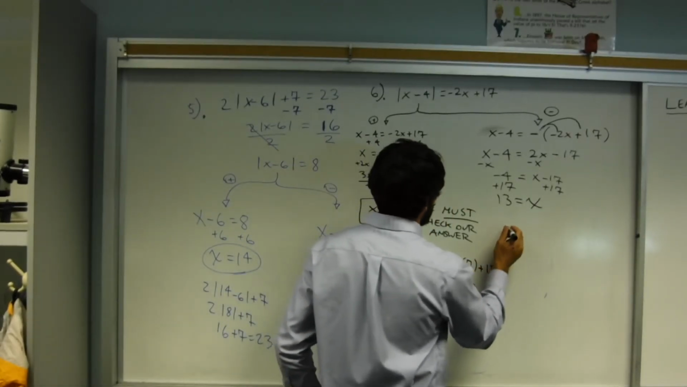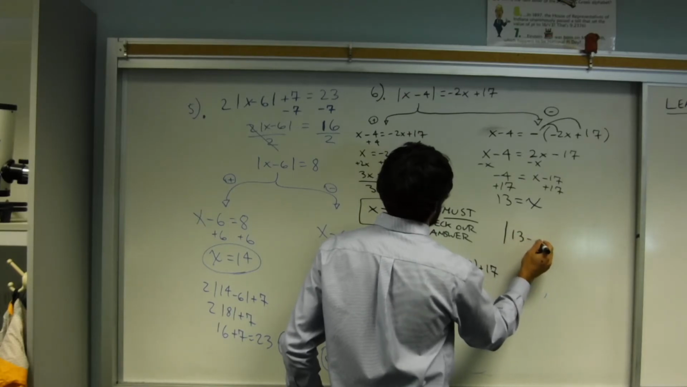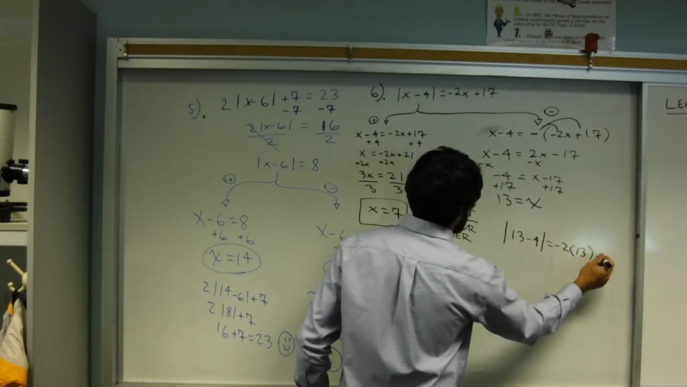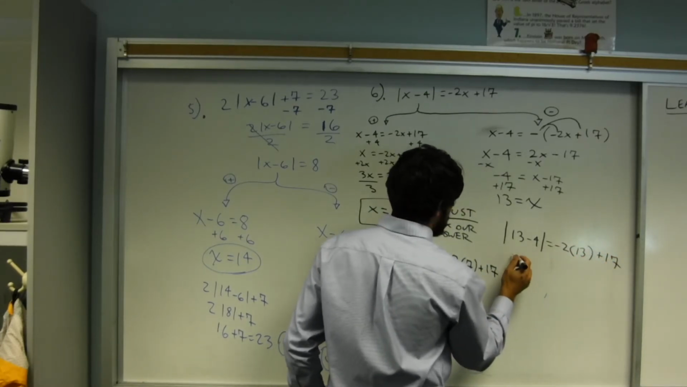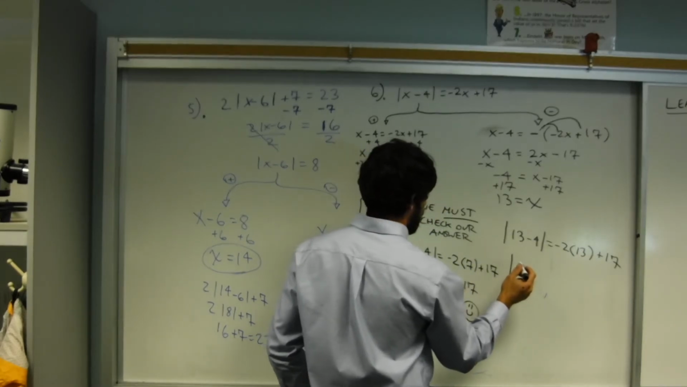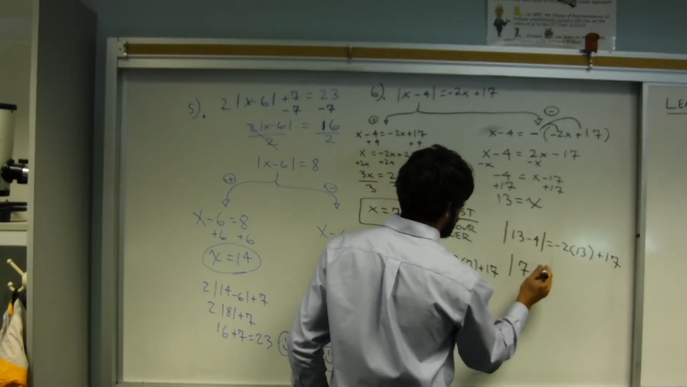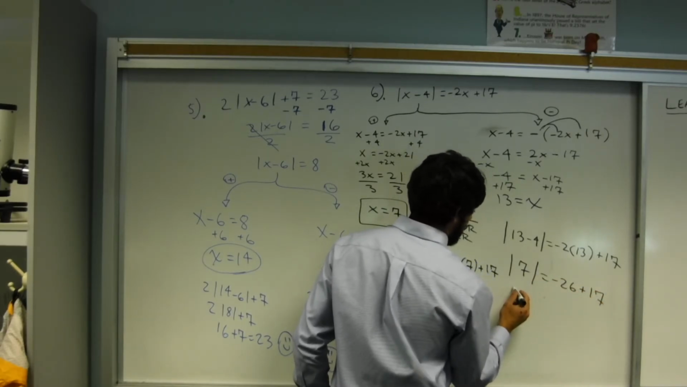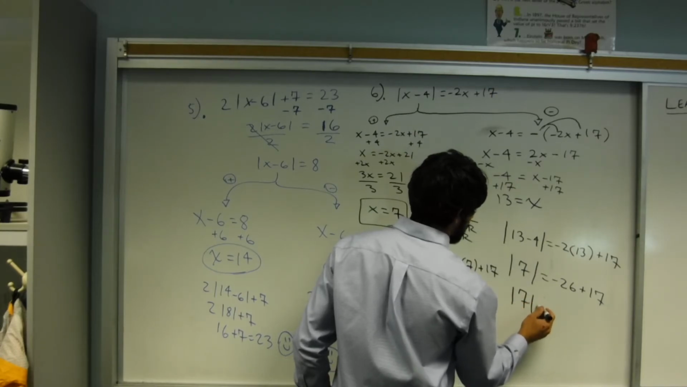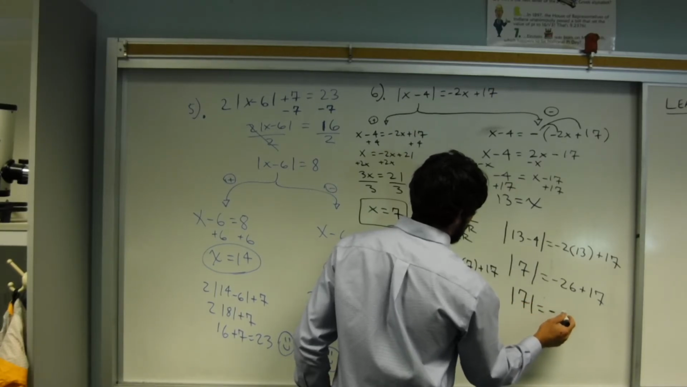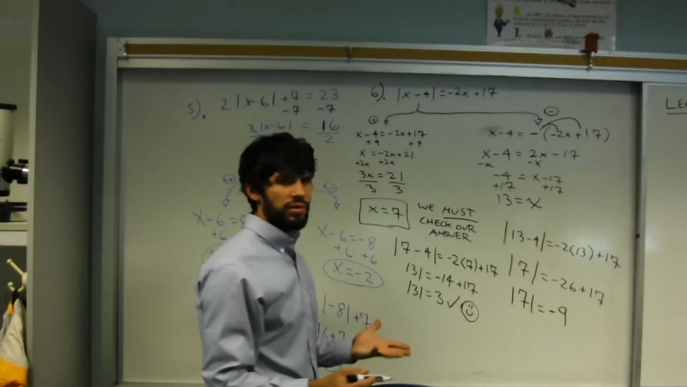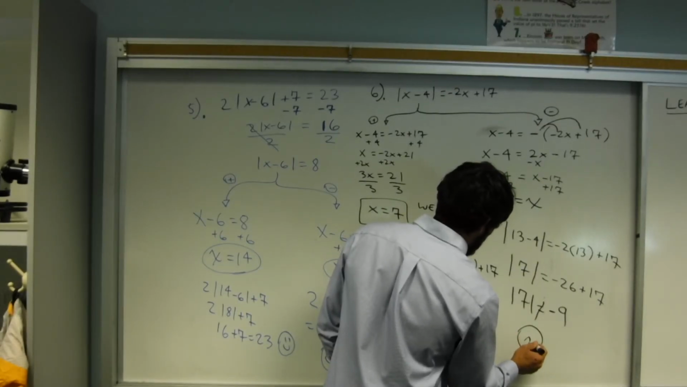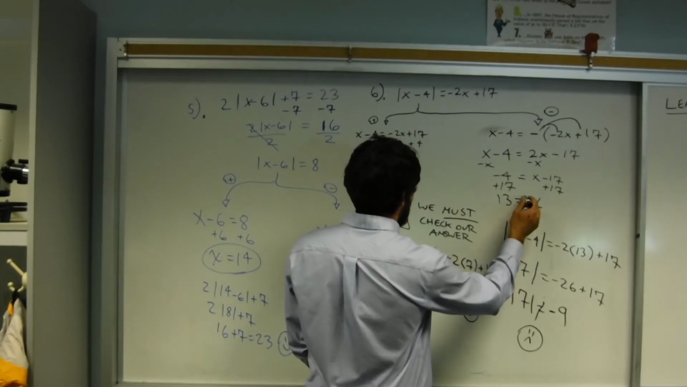Now let's look at 13. We have the absolute value of 13 minus 4 is equal to negative 2 times 13 plus 17. The absolute value of 9 is equal to negative 26 plus 17. The absolute value of 9 is equal to negative 9. Is that true? Not in this universe. So then we have a sad face, and this is not a solution.